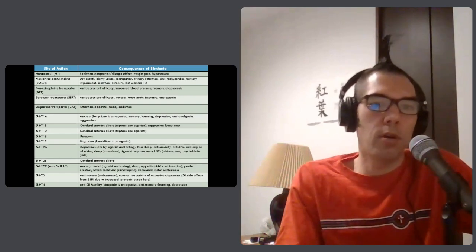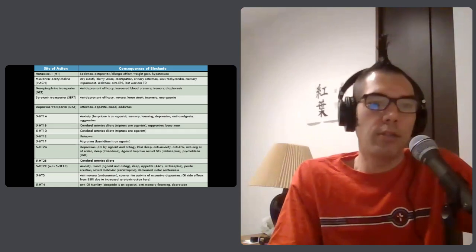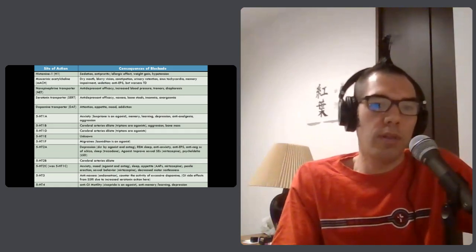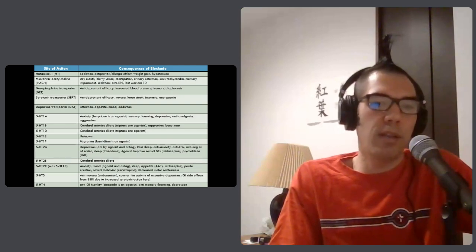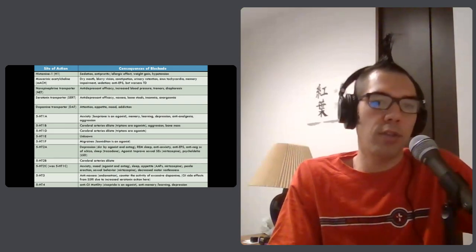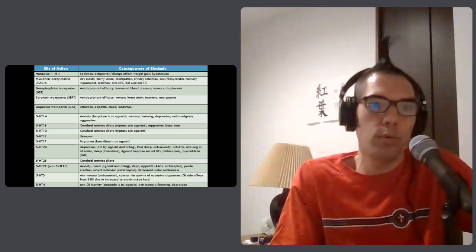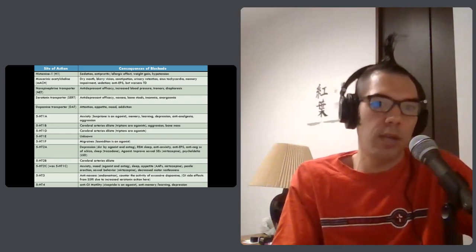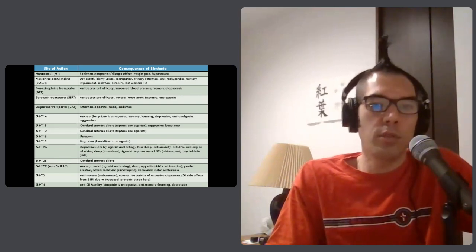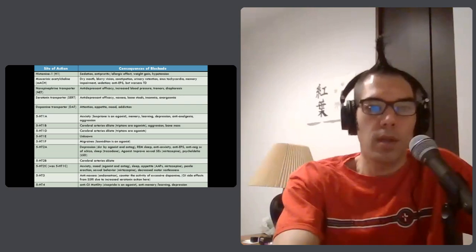2B receptor, also related with cerebral artery dilation. And 2C, so this is the one that used to be called 1C, but then they found the twos and said, oh, that 1C actually looks more like a 2, so let's change it to 2C, and now there's no 1C anymore. So 2C is another big one.